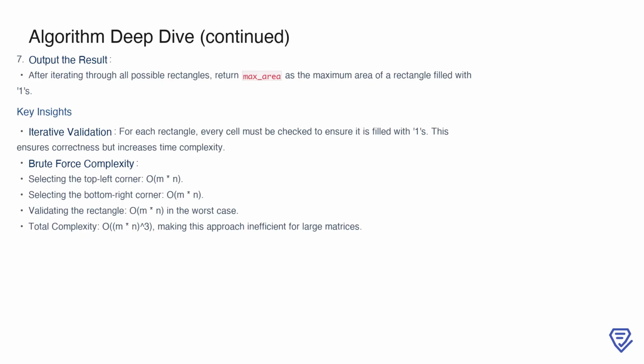While this brute force approach guarantees correctness, it is computationally expensive due to its high time complexity. For each rectangle, we iteratively validate that all cells within its boundaries contain ones. This contributes significantly to the overall complexity, which can be broken down as follows: selecting the top left corner takes O(m*n), selecting the bottom right corner takes another O(m*n), and validating the rectangle takes O(m*n) in the worst case. This results in a total time complexity of O(m times n cubed), making this approach impractical for larger matrices. It highlights the necessity of optimizing this process for better performance.